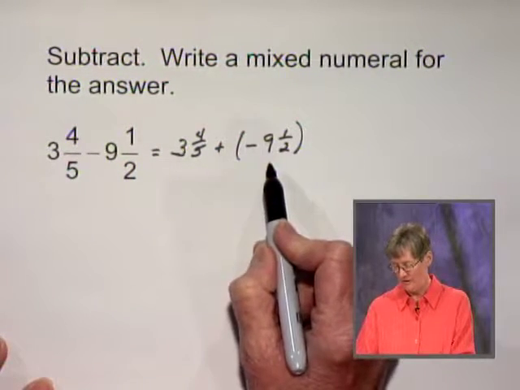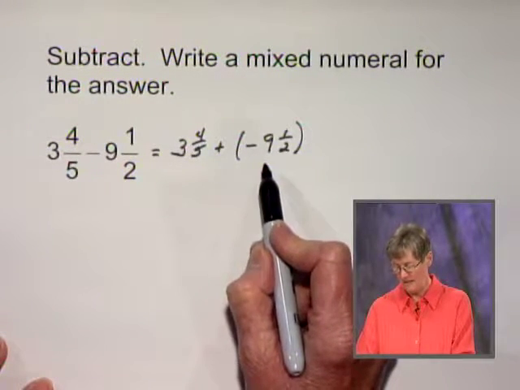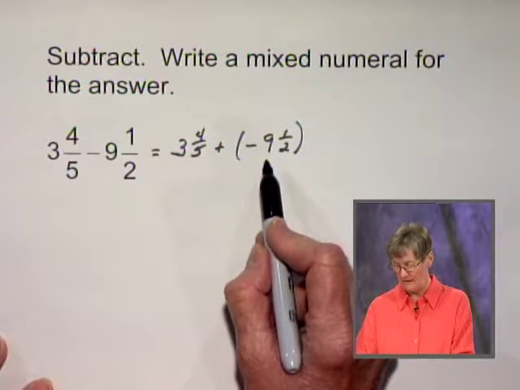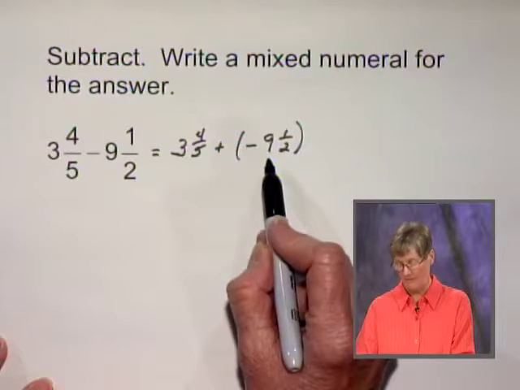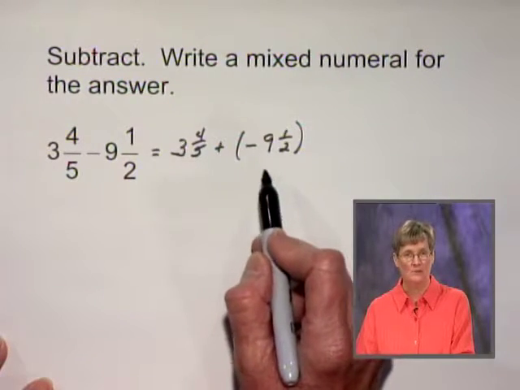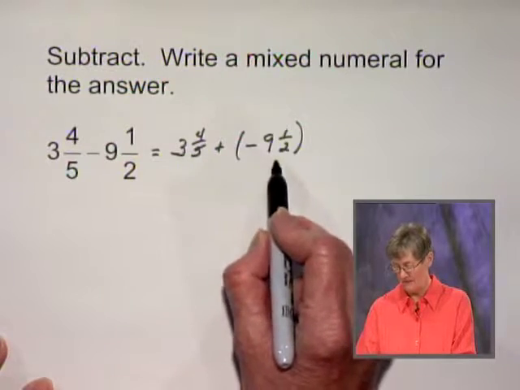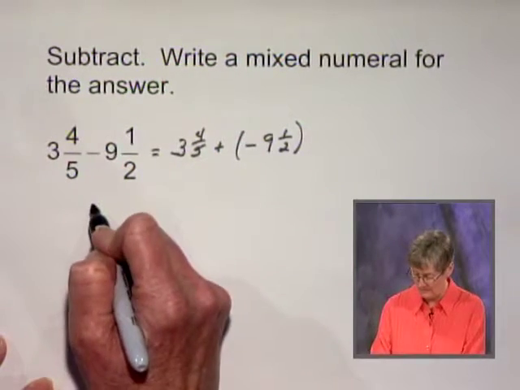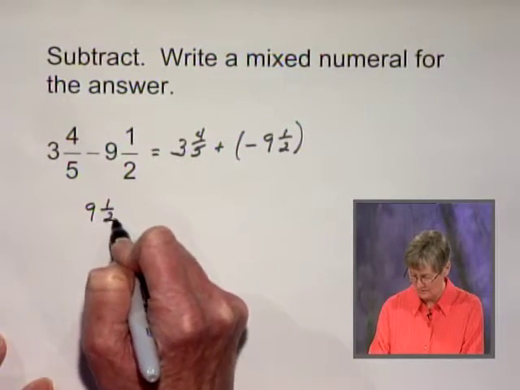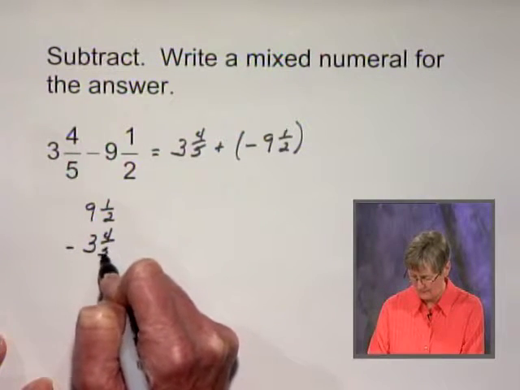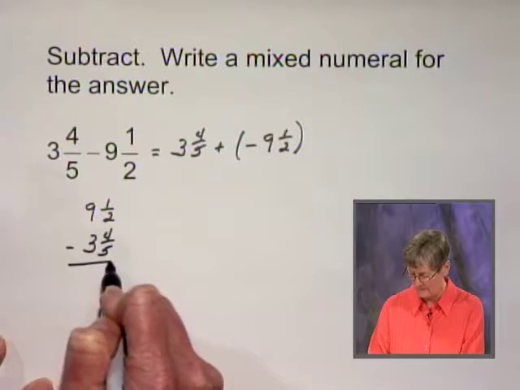Now when I do this addition, I need to find the difference in absolute values of these two numbers. And since negative 9 1/2 has the larger absolute value, we know that the result will be a negative number. But the absolute values are 3 4/5 and 9 1/2, and I'm going to find the difference in those: 9 1/2 minus 3 4/5. I'm just working with the absolute values here.